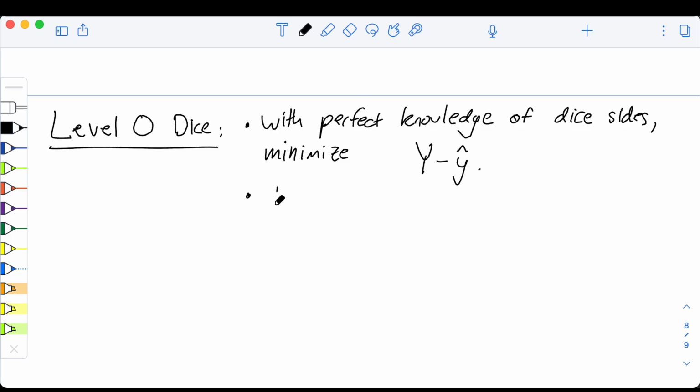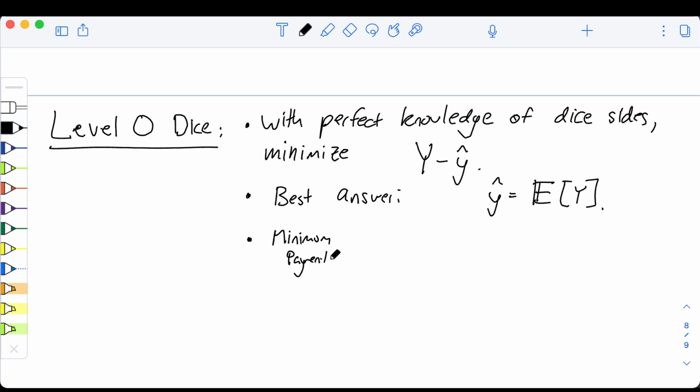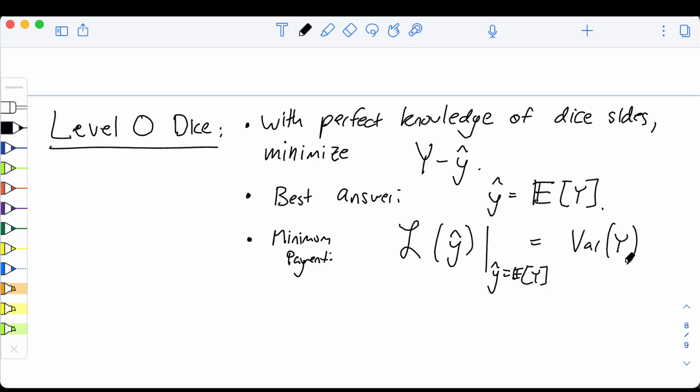And we found that the best answer was y hat equals the true mean. We can write down the true mean because we have perfect knowledge in level 0. This is the one we did last class and the beginning of today. The minimum payment is the loss when y hat equals the expected value of y. At the minimum, the loss you pay is the variance of y, and this is the irreducible error.